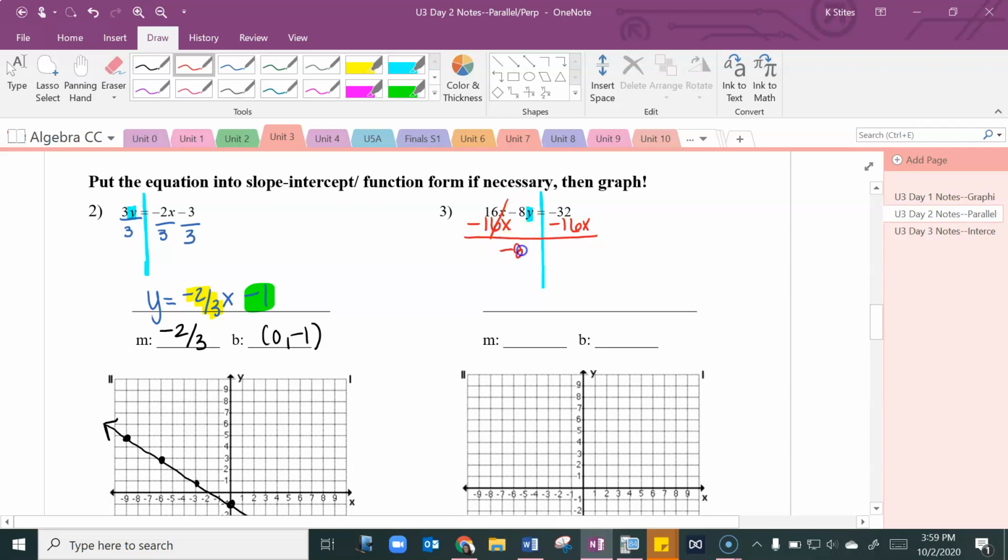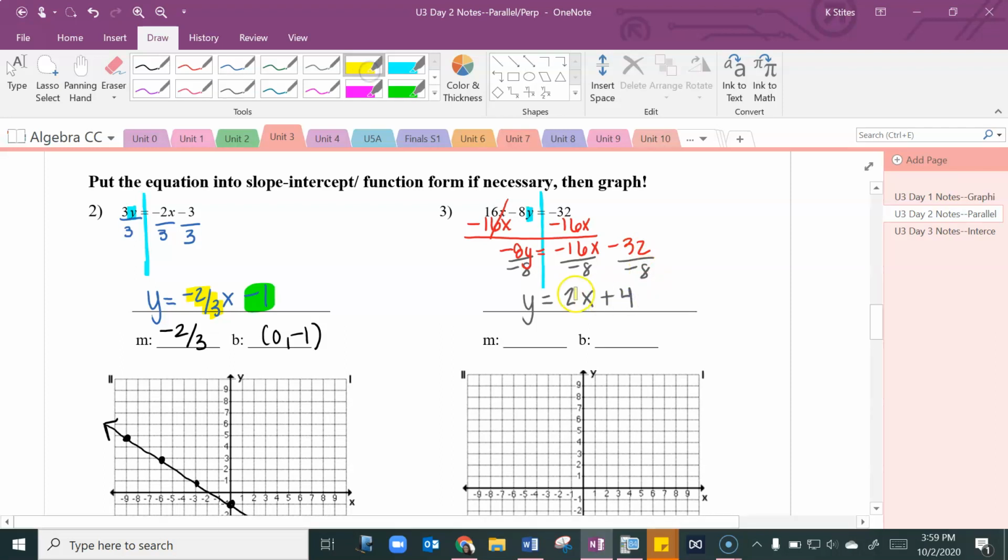Okay, bring down your negative 8y. And again, our order here, we want to start putting our x first. So you'll put your negative 16x, then your minus 32. And then finally, we'll divide by negative 8. And really watch your signs here. Negative 16 divided by negative 8 is a positive 2x. Negative 32 divided by negative 8 is a positive 4.